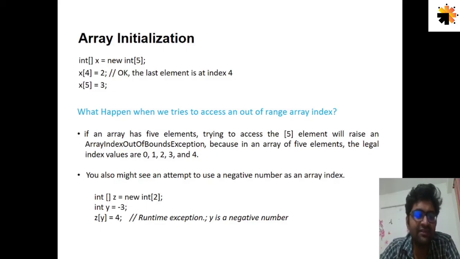Z is an array with size 2. So int y equal to -3. So -3 is getting stored inside y. Now that y is something which I have given for the z array index position. So z of -3 is not possible because array indices will always be positive numbers. It begins with 0 and it can only be positive numbers, but it can never be a negative number.